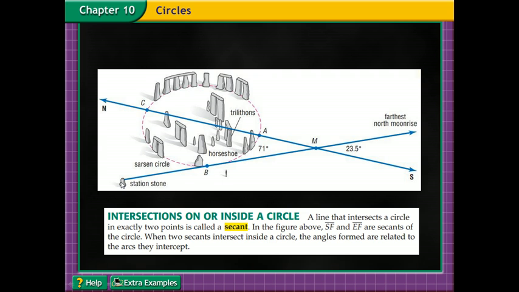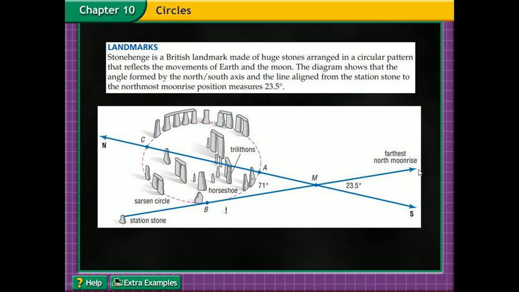So for you to stand on this station stone, you're going to have a tangent line intersecting at point M into secant CA. For example, if that angle of intersection were 23.5 degrees, and the first arc of intersection, this minor arc right here, AB, where this angle BMC is intersecting, is 71, we want to find out what this other minor arc BC is going to be.